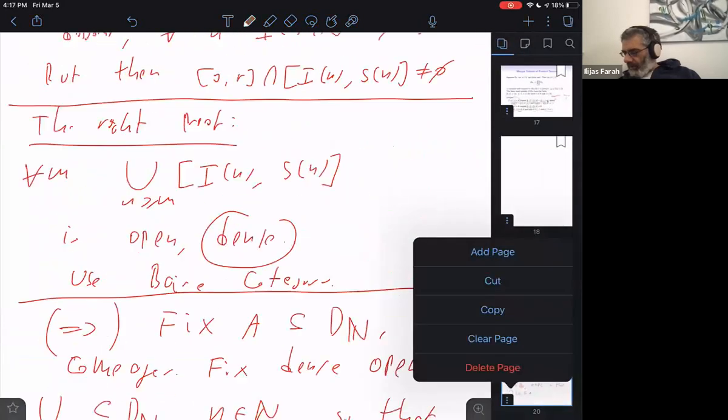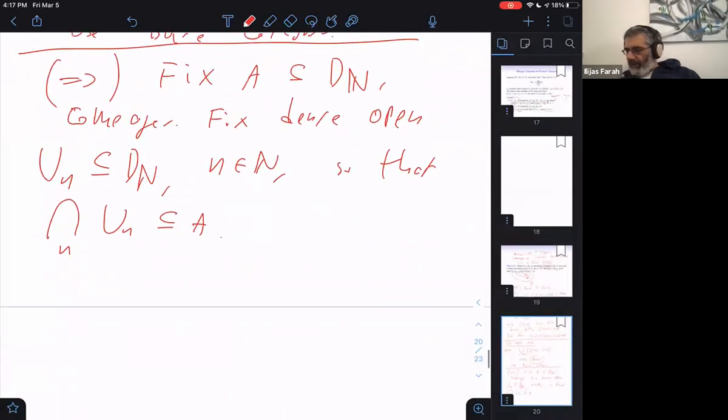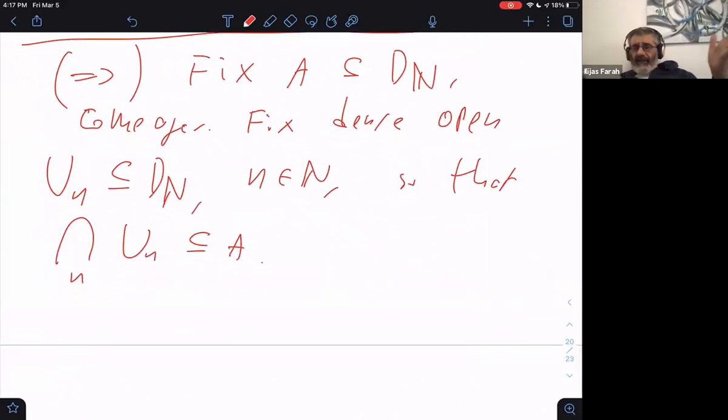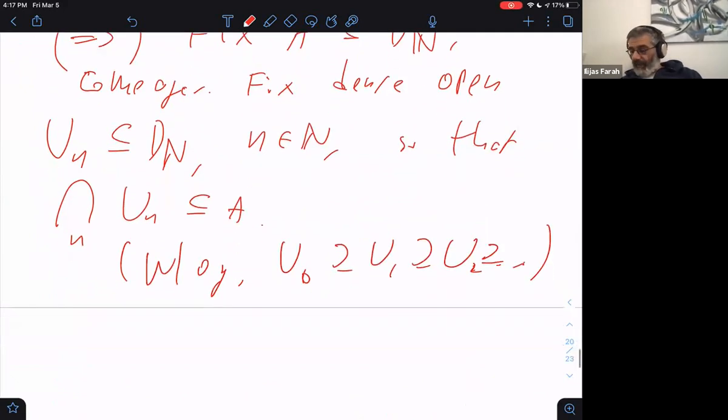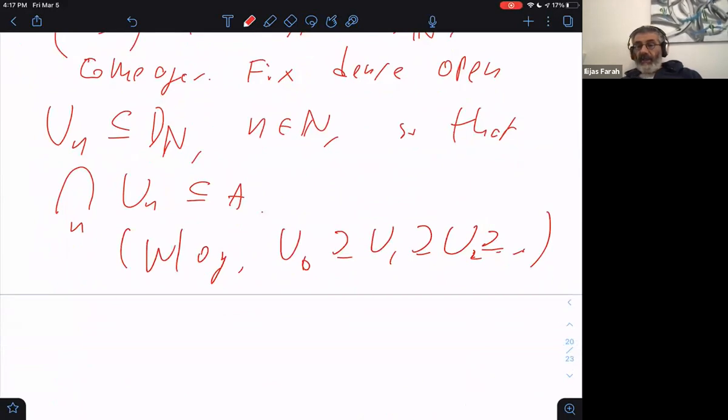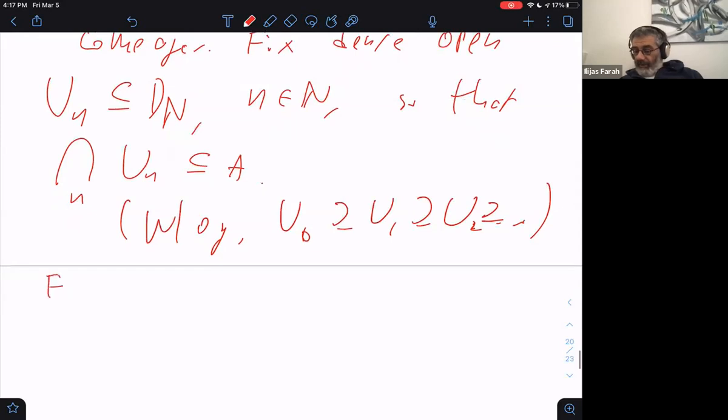Now, one minor matter of convenience. Just like in the proof of the Baire category theorem, you can intersect first finitely many dense open sets and replace U_n with them. So we may assume without loss of generality that U_0 includes U_1, includes U_2, and so on. And so this is a decreasing sequence of sets. Now we can proceed to find our parameters. Find I_n, S_n by recursion.